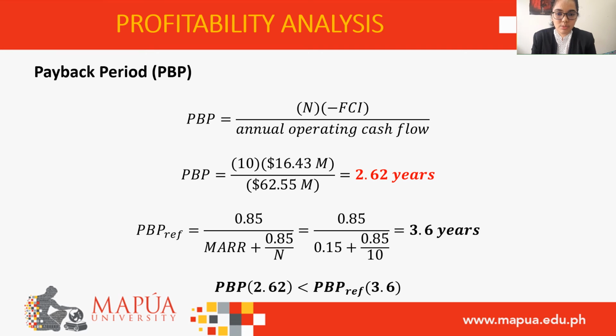The equation for the two kinds of payback period is shown in the slide, wherein the actual PBP is equal to N times fixed capital investment over annual operating cash flow, while the reference PBP is equal to 0.85 over MARR plus 0.85 over N. It was calculated that the actual PBP is equal to 2.62 years, while the reference PBP is equal to 3.6 years. Since the reference PBP is greater than the computed PBP of the plant, the project is acceptable.